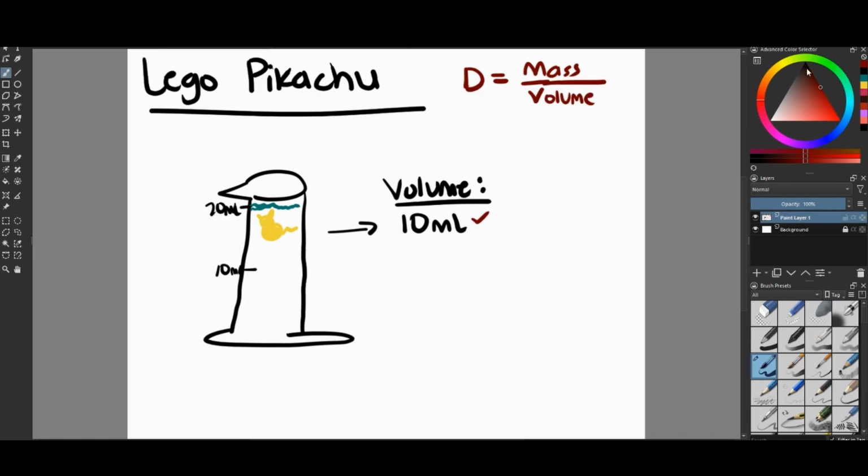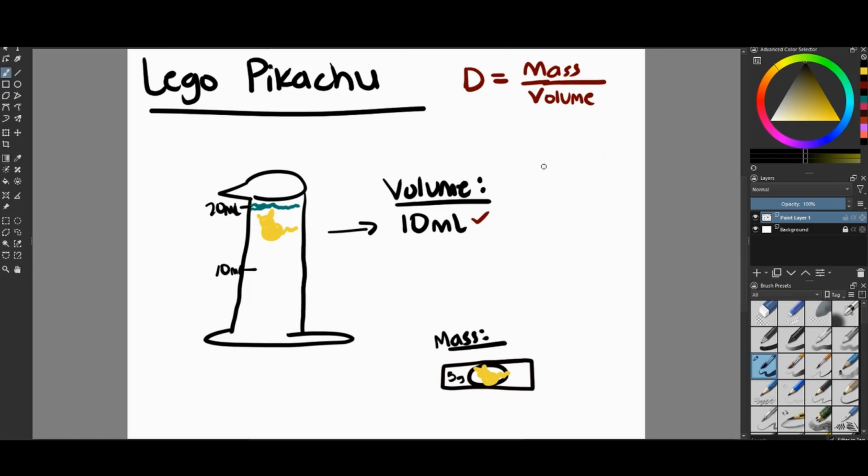Now, like I said earlier, what you could do is that before submerging the Lego Pikachu, you could take a scale and weigh out our Lego Pikachu first. So, taking the mass reading here of our Lego Pikachu. Now let's say that this was, I don't know, 5 grams. That's how much mass our Lego Pikachu was.